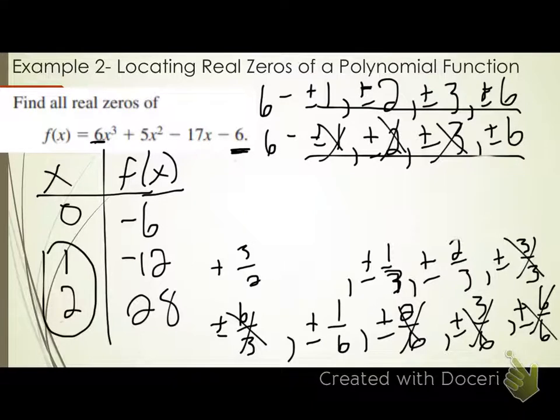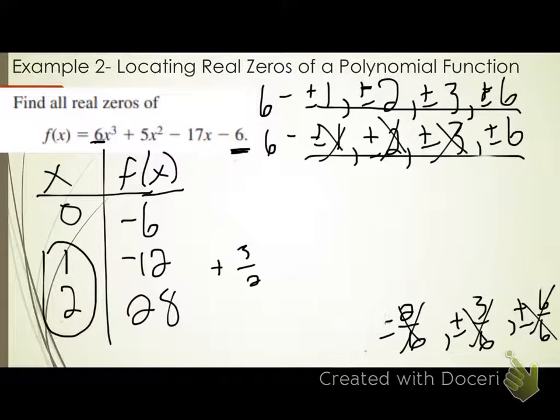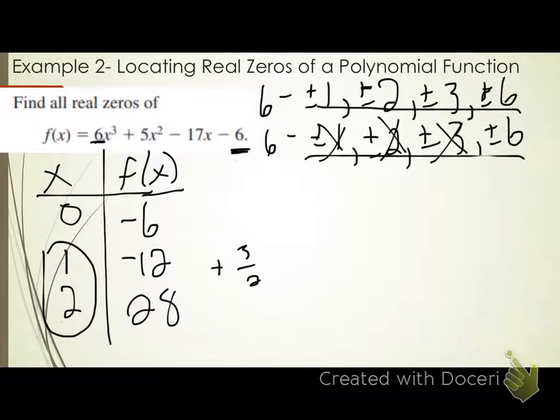Let's see if there's any others. 1/3, 2/3 is not. 1/6 is not. None of the others are between 1 and 2. So it's looking pretty promising that 3/2 is going to be my real root.